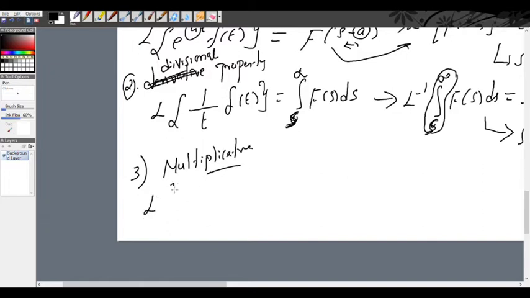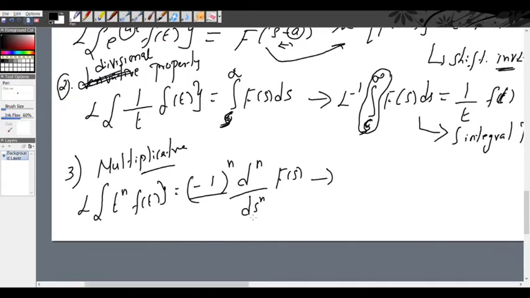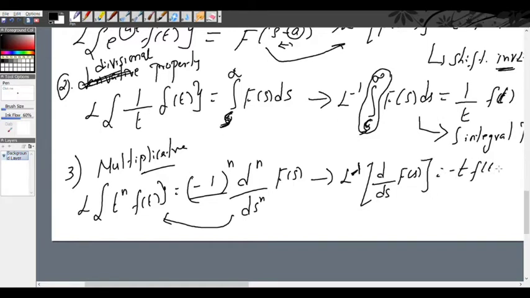Multiplicative property in the Laplace transform: t power n f of t is equal to minus 1 to the power n, the n-th derivative with respect to s of F of s. If we want to go back to the time domain, we need to take the inverse Laplace transform. L inverse of d by ds F of s is equal to minus t f of t.